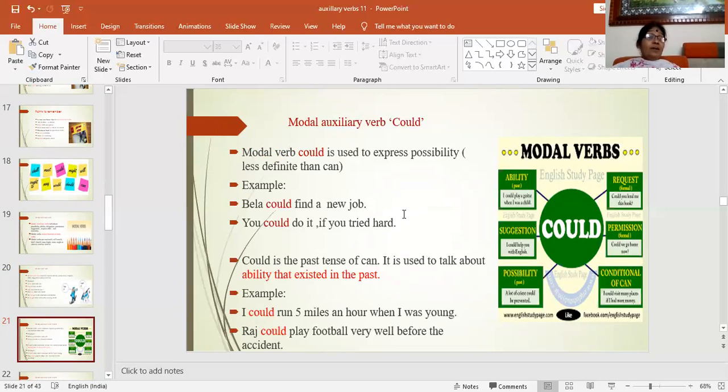I could run 5 miles an hour when I was young, but now I cannot, right? Raj could play football very well before the accident, right? So this is how we can use our helping modal verb could, where we are trying to talk about ability that existed in the past.